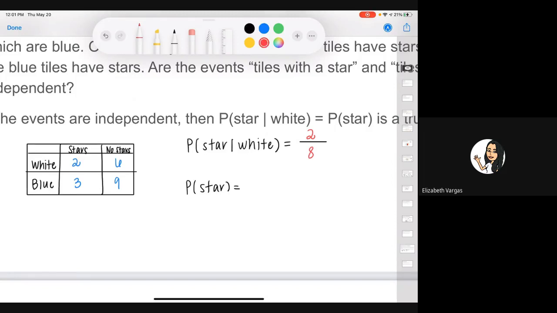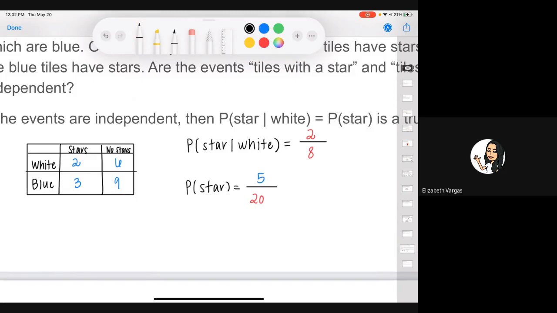How about the number that have stars? What is the total number of tiles which have stars? Well, I had 20 tiles to start with, and then I can see here 5 of which have stars.